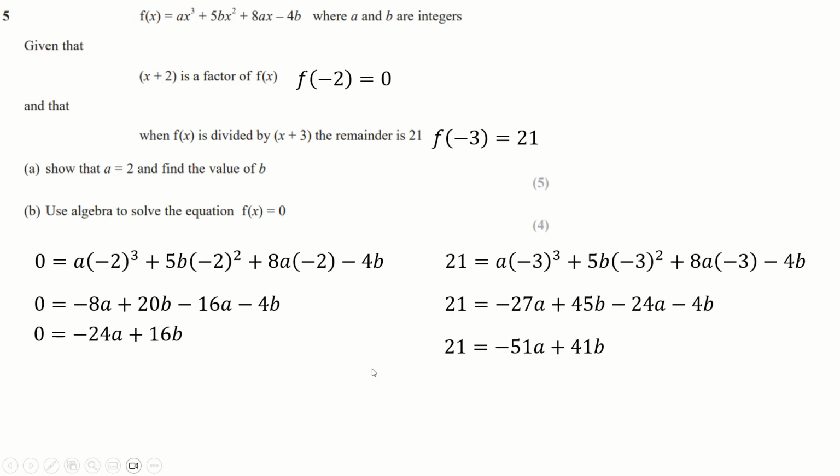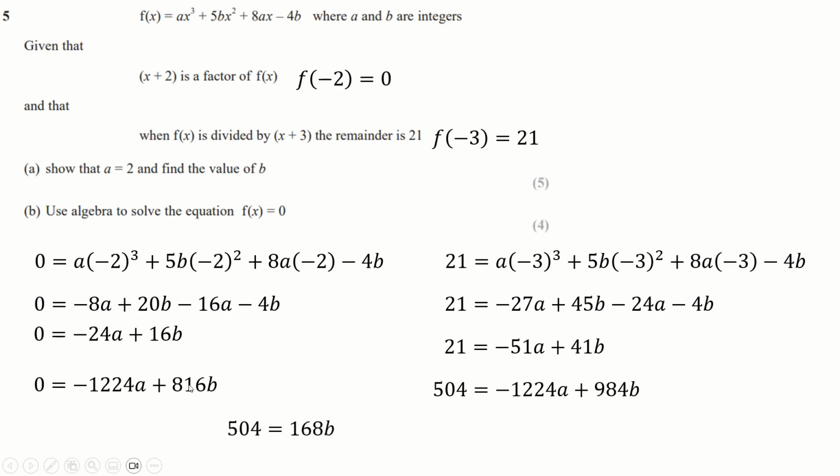All I did was I just times this one by 51 to get that, and times this one by 24 to get that. That made the a's match, which means I can now just do this equation minus this one. I'm actually not sure what the legality of just typing that into a calculator that can solve simultaneous equations is in this paper. I haven't really looked it up. So okay, I just did this the long way around, then divided by 168 to get b is 3, and then just sub b is 3 into here, and you get a is 2, and that will be that done.